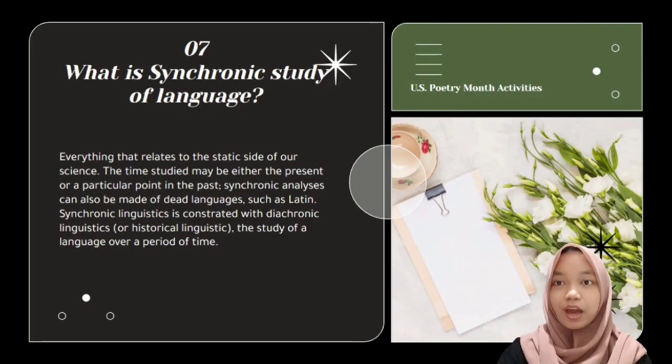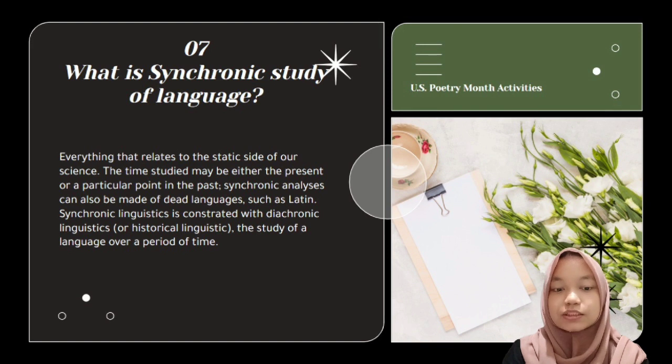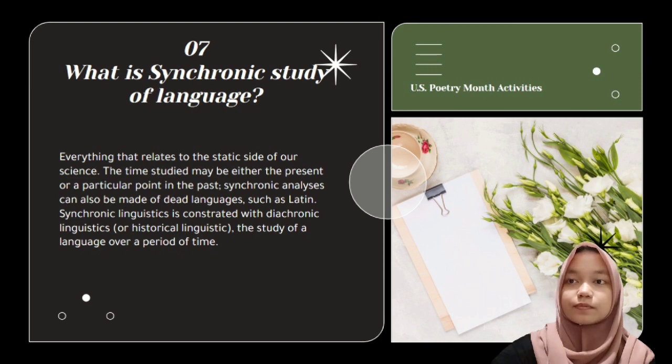Next, for number 7, we have synchronic study of language. What is synchronic study of language? It is everything that relates to the static side of our science. The time studied may be either the present or a particular point in the past. Synchronic analysis can also be made of dead languages such as Latin. Synchronic linguistics is contrasted with diachronic linguistics or historical linguistics, the study of a language over a period of time.